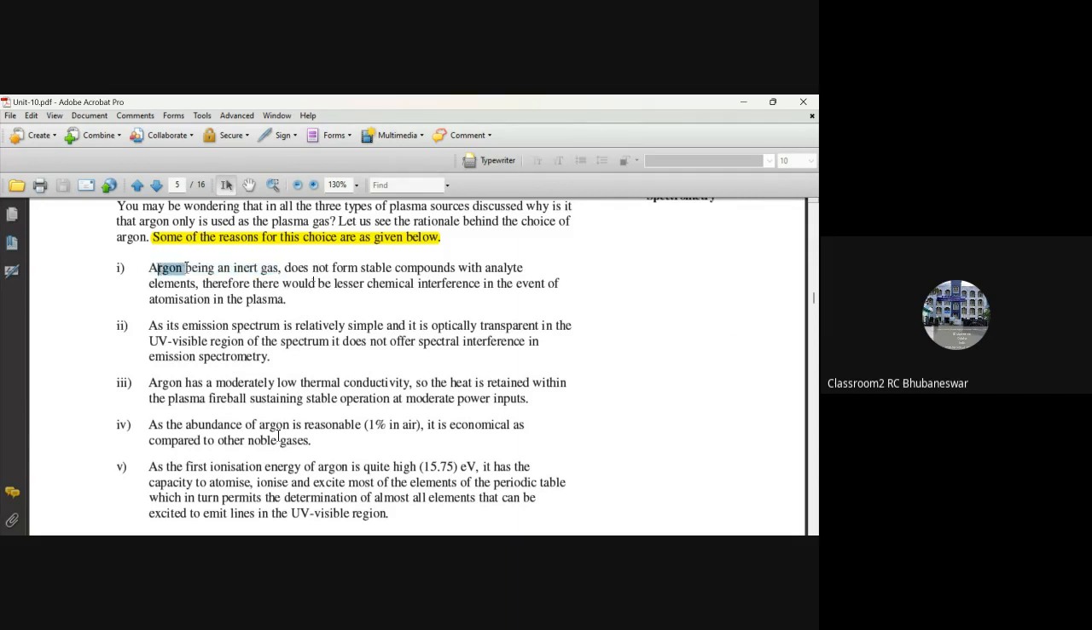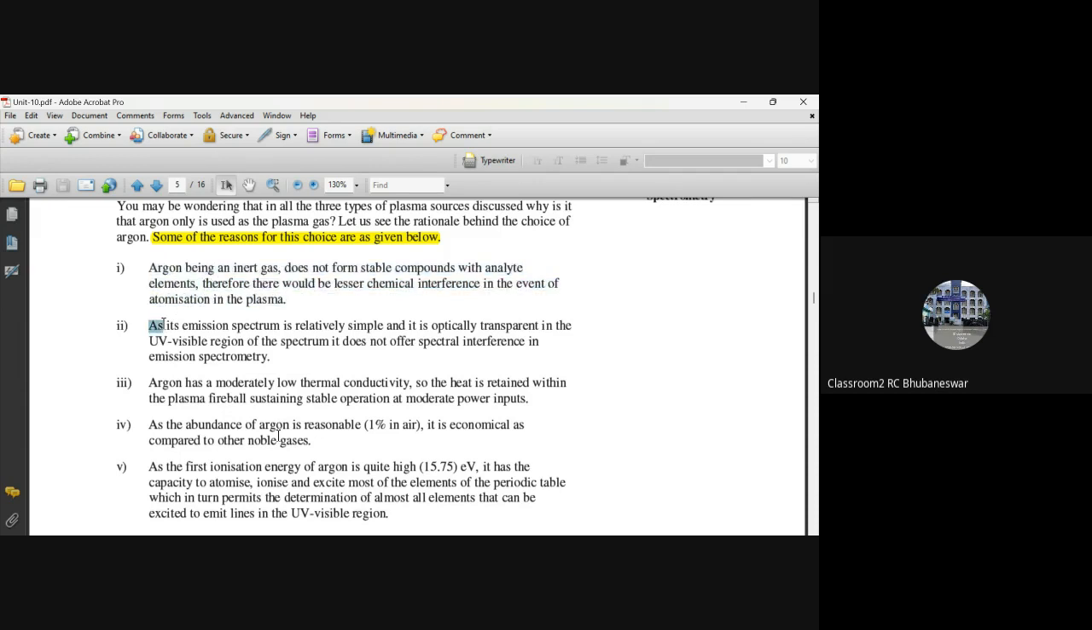Argon being an inert gas doesn't form stable compounds with the analyte elements. So that is what is needed. We don't need any interference with the analyte elements. It should not form any compound with the analyte elements. Therefore, there would be lesser chemical interference in the event of atomization in the plasma. That is the best thing with argon.